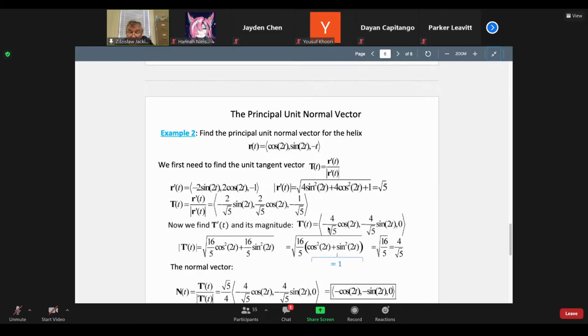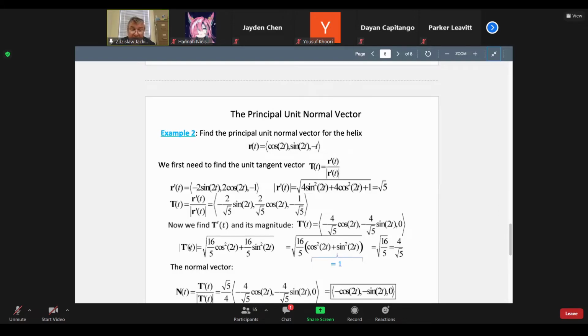So of course, the unit normal vector will be this divided by the magnitude. So let's compute the magnitude. Well, the magnitude is again this squared, which is 16 over 5 cosine squared plus 16 over 5 sine squared. Of course, again, you factor 16 over 5, and cosine squared plus sine squared is 1. So this is equal to square root of 16 over 5, which is 4 over square root 5. So that's the magnitude of T prime.